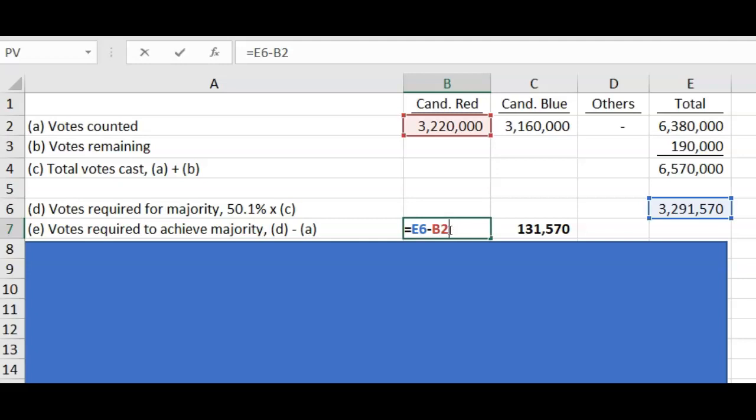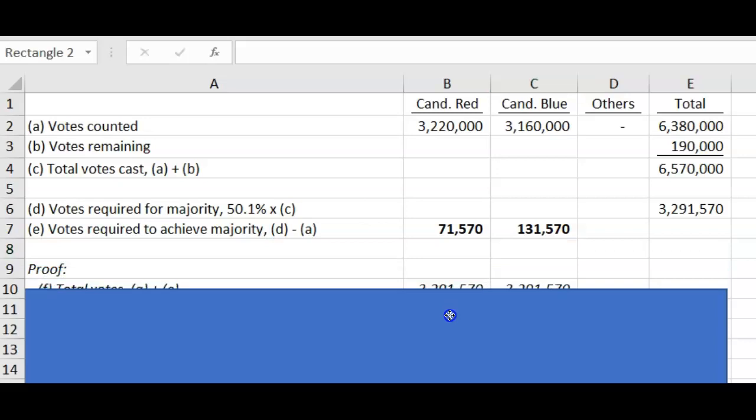For candidate red, we're going to take the number we just calculated and back out the 3,220,000 that have already voted for candidate red. That difference is how many votes are needed for candidate red to achieve the majority. We do the exact same calculation for candidate blue. So 3,291,570 less 3,160,000.